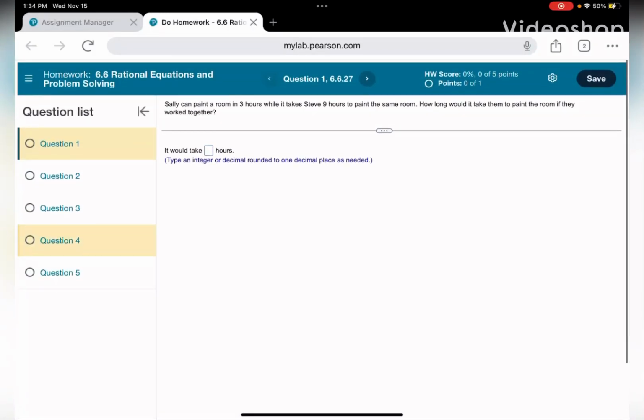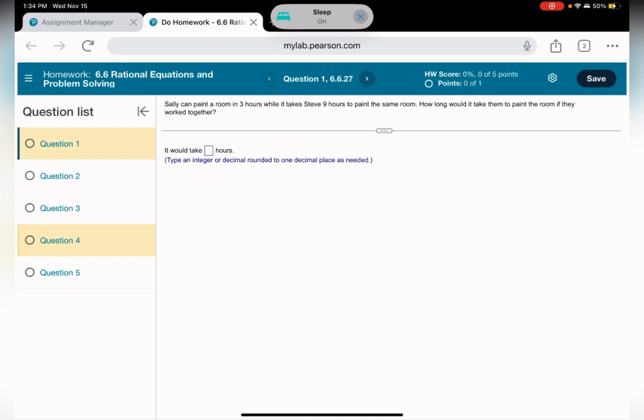All right, we are going to work on 6.6, rational equation and problem solving. So, let's read the problem. Sally can paint a room in 3 hours, while it takes Steve 9 hours to paint the same room. How long would it take them to paint the room together?